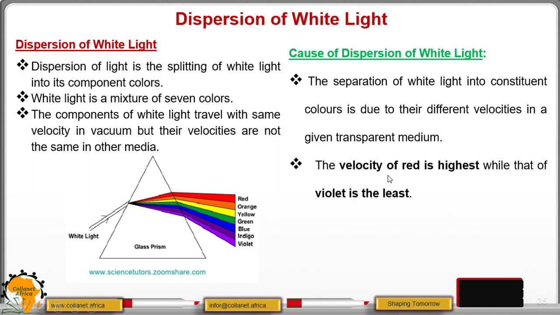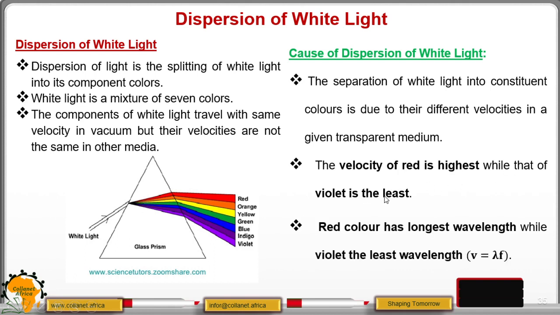And as you can see, the velocity of red is highest while that of violet is least, which implies that the red color has the longest wavelength because we are using the formula that we call the wave equation, where velocity is equal to lambda times frequency. So it implies that if the velocity is high, then the wavelength is high. And if the velocity is small, then the wavelength is small. That is why we are saying the violet has the least wavelength.